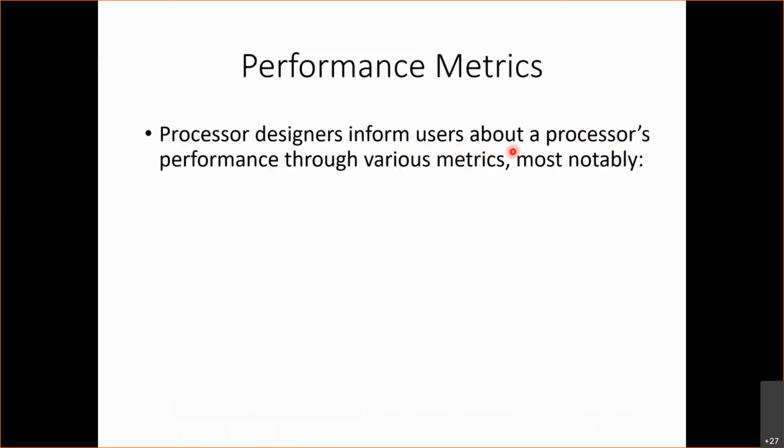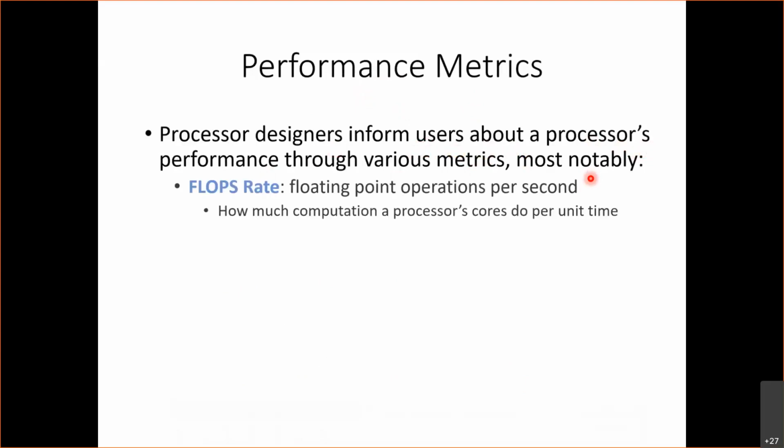And the most notable metrics that you've probably heard here and there are, one, the flops rate. So the flops rate of a processor is the number of floating point operations per second that the processor can execute. And what this refers to is how many computations the processor's cores can do per unit time. How many floating point operations can it execute per unit time? Of course, assuming that everything else is perfect.